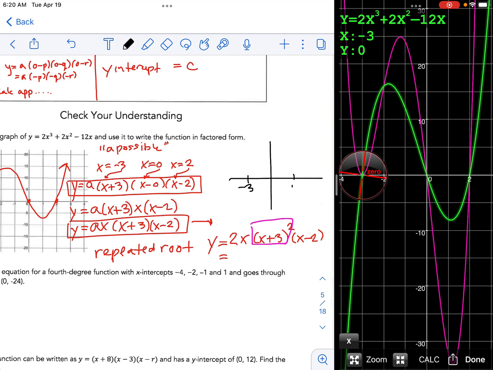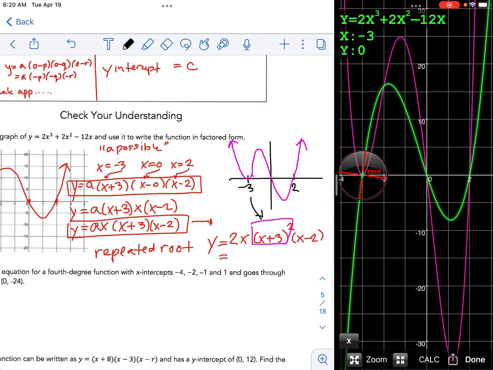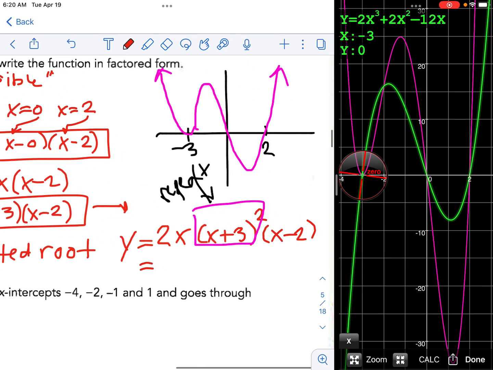So at -3 and +2, the repeated root looks like this. And then we know we still have to go through 0, so it's got to come down like this and up like that. Okay, so that's the repeated root. Then writing something with a repeated root requires a power, or it requires you to write it like this. We just repeat the factor.